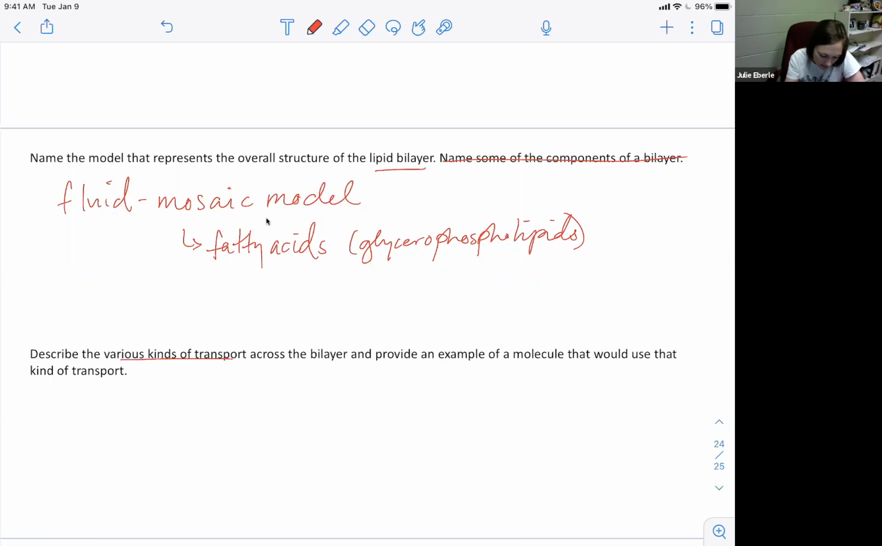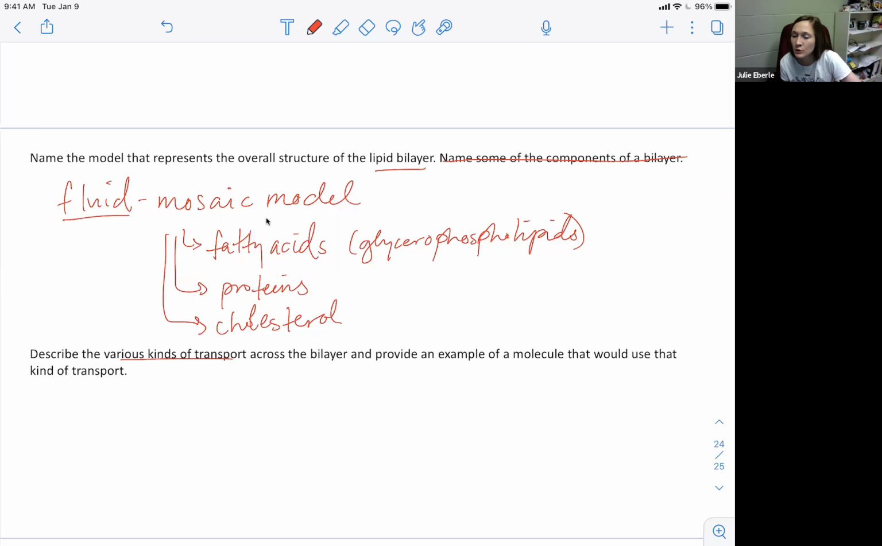What else? Oh, Madison said proteins. All kinds of proteins. We've got some that are channels, some that are gated protein channels, some that are not gated, some that are just peripheral proteins. We have cholesterol in there. And so we have a mix of things, which makes it a mosaic. And then it's fluid, okay, because things can move through it. It's not super rigid like a brick wall. It can move and adjust, but it's not too fluid at the same time.